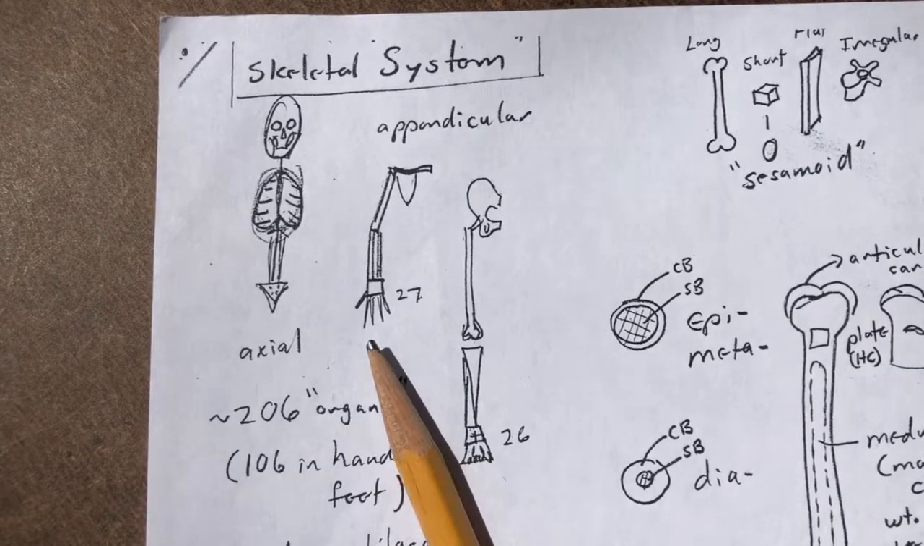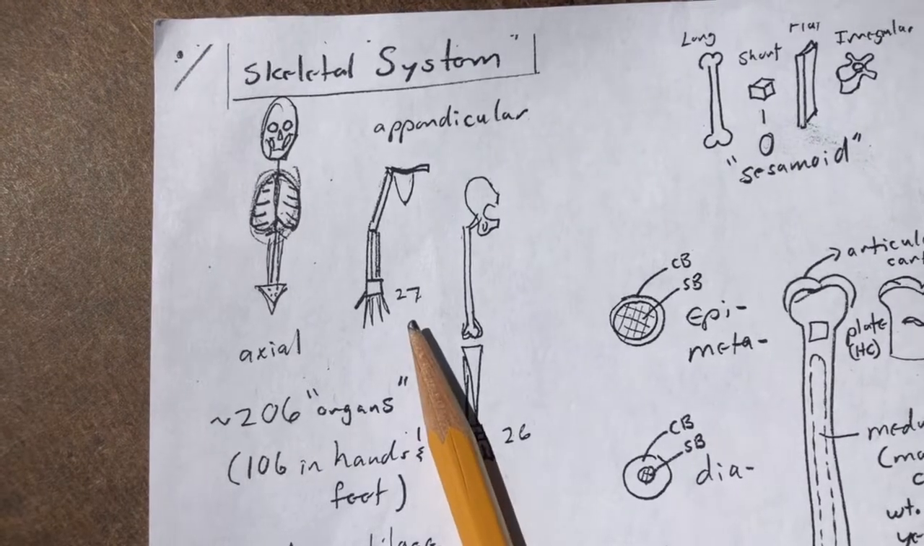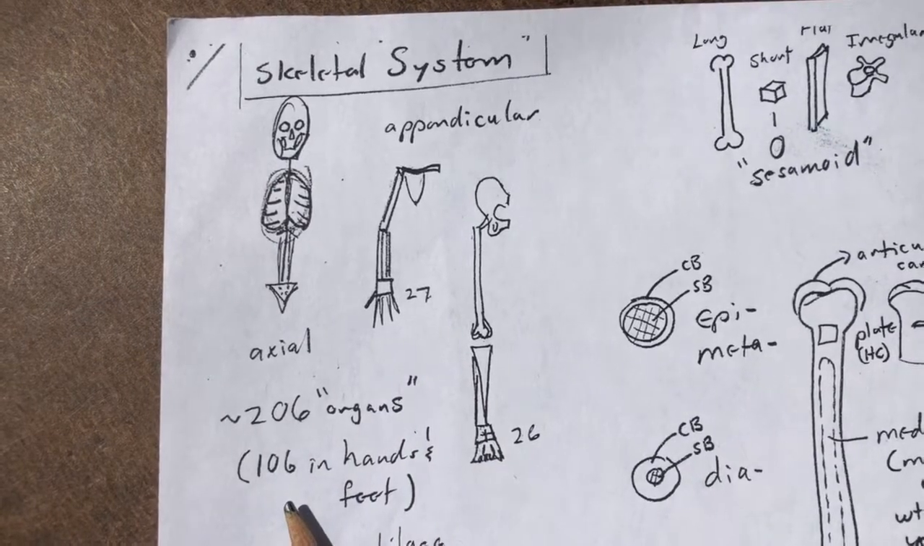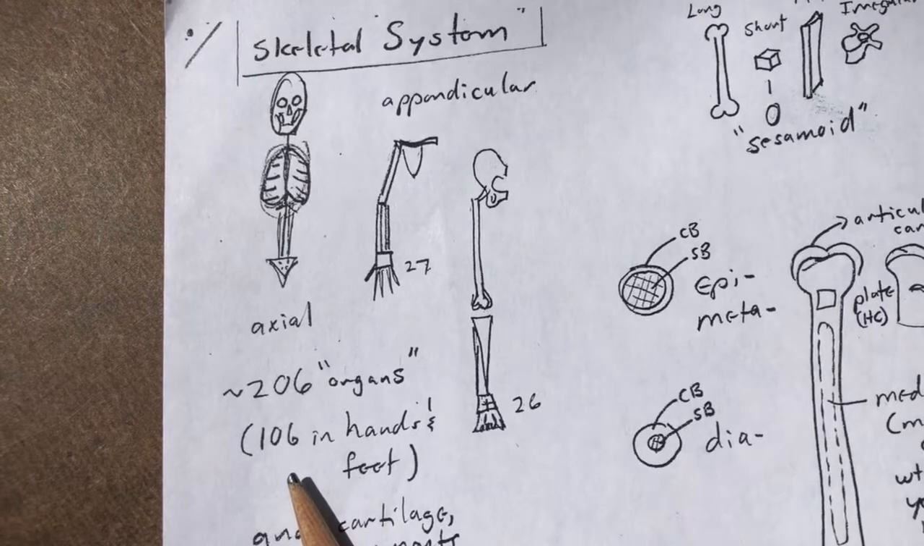Now, in your feet, you have 7 tarsals, 5 metatarsals, and then 14 phalanges. So 26 bones in each foot. Or put the 2 feet together and you have 52 bones. So 26, 26, 27, 27, put it all together, you come up with 106 bones inside your hands and your feet. So over half of the named bones inside your body are found inside your hands and your feet.